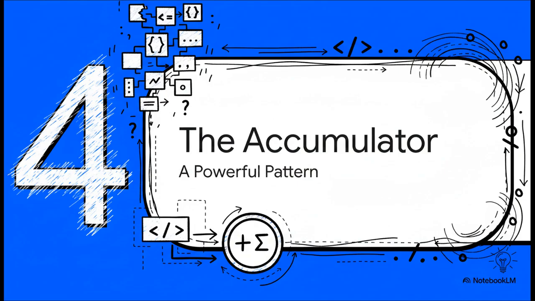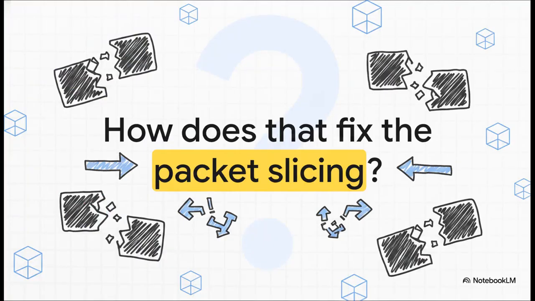Okay, so the format is brilliant, but how do you actually process it in your code without hitting that same packet slicing problem? Well, this brings us to a really powerful yet simple technique called the accumulator pattern. And Timothy asks the exact question that we're all thinking. How does that fix the packet slicing? I mean, the network is still going to send fragmented chunks of data, right?